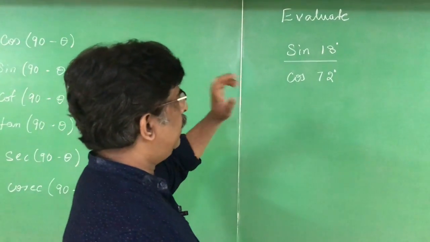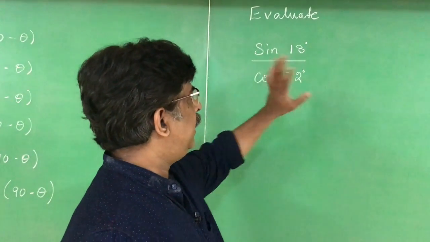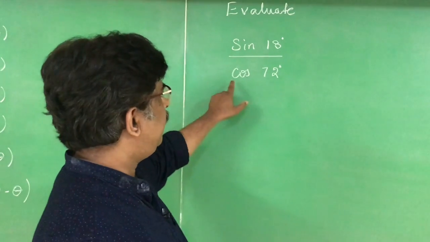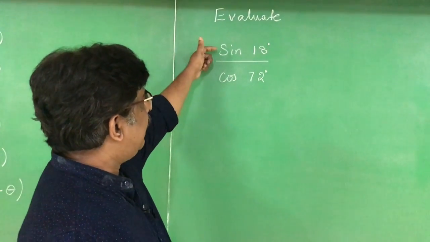See, evaluate sin 18 degrees divided by cos 72 degrees. Means what? You have to identify the values of these two.